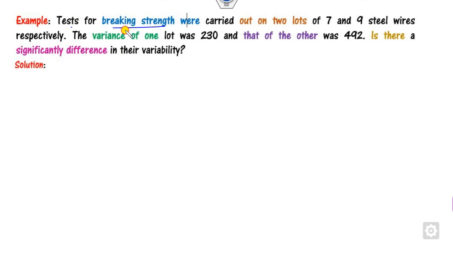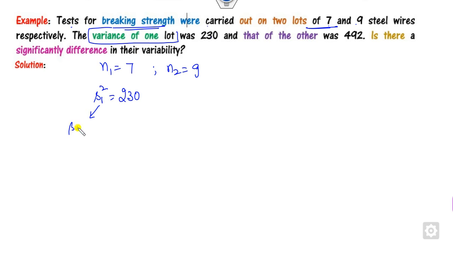Tests for the braking strengths were carried out on 2 loads of 7 and 9. So N1 is my 7, N2 is my 9. The variance of the one load is my 230. So this is the variance of the one sample, that is a small s. What is the small s? Sample variance. If it is given to you as the unbiased estimate, unbiased variance, then it's a capital S1. This is my small s2 square.